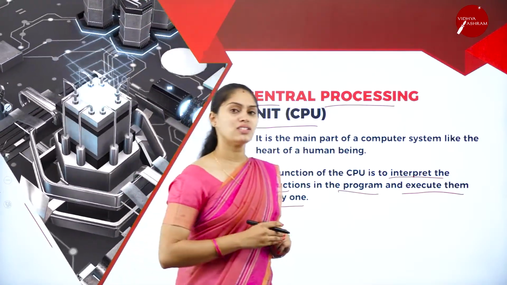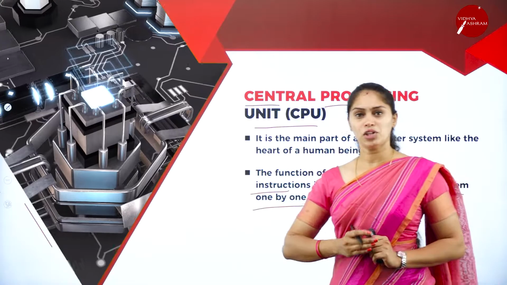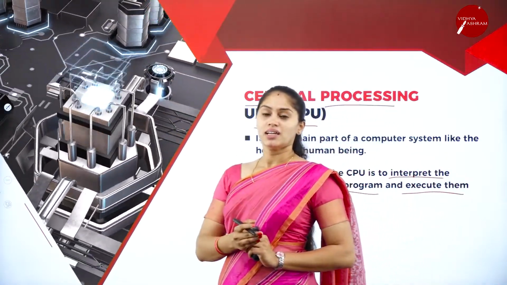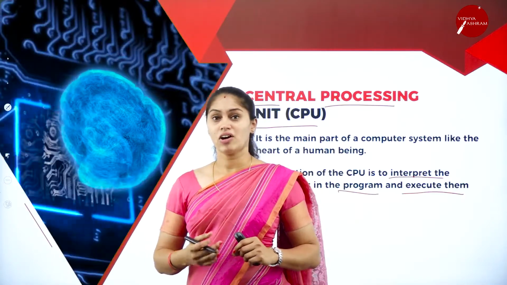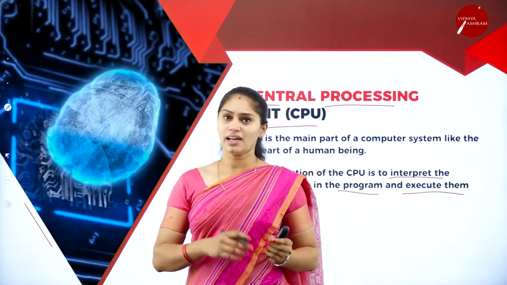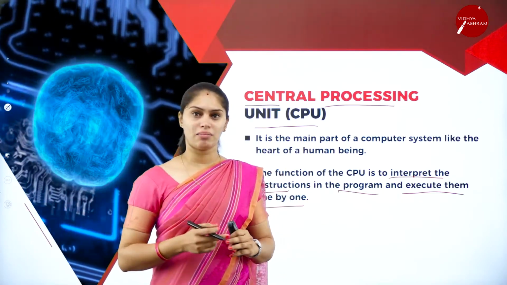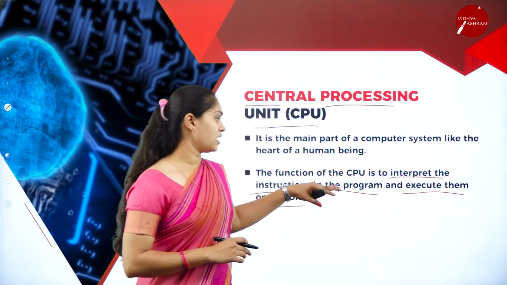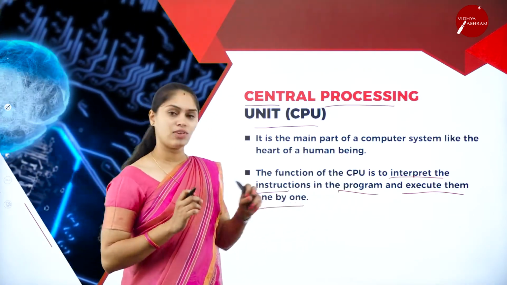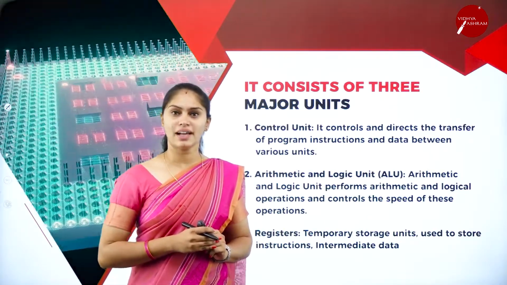So I am going to give some data and information to the computer by making use of the input unit. When it reaches the computer CPU, at that time it is going to interpret or process that data as information with regard to this programming. So the function of the CPU is to interpret the instructions in the program and then execute them one by one. Then how is the CPU categorized?